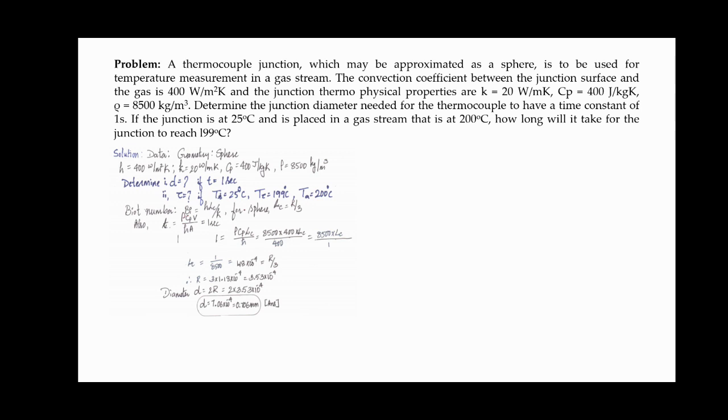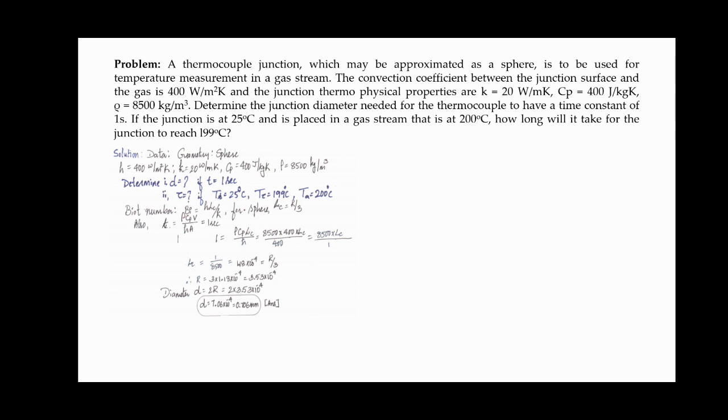So I'll take T, which is equal to rho Cp into V by h into A, where V by A can be written as Lc. So I'll substitute the values. Time constant is 1 second. So 1 will be equal to 8500 into 400 into Lc divided by 400. So I'll get the characteristic length Lc as 1.18 into 10 to the power of minus 4, and for a sphere it is R by 3. So the radius will be 3 times 1.18 into 10 to the power of minus 4, that is 3.53 into 10 to the power of minus 4 meters.